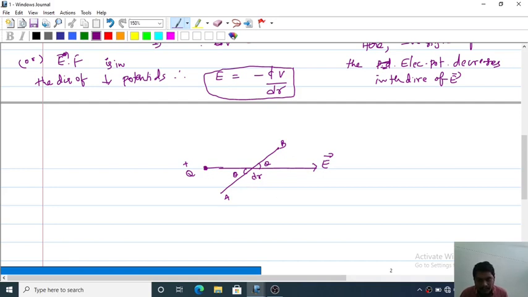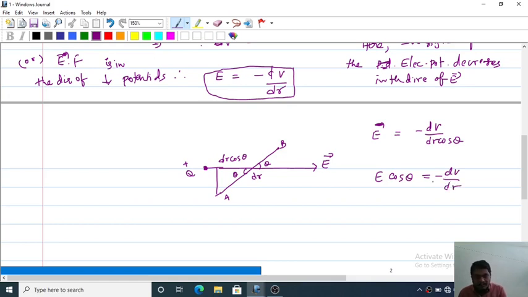It will be dr cos theta. So the above expression becomes E = -dV/(dr cos theta), or simply, removing the E bar, E cos theta = -dV/dr.